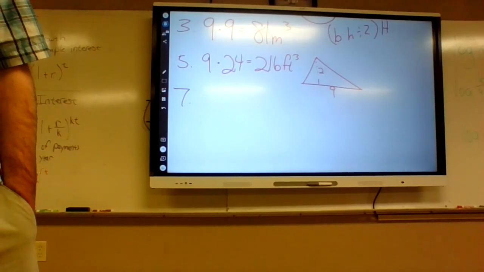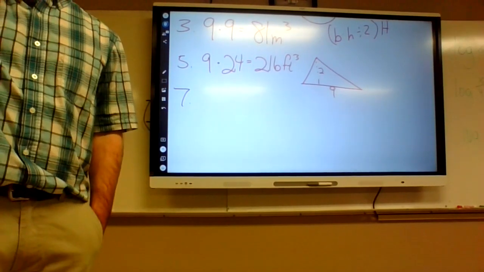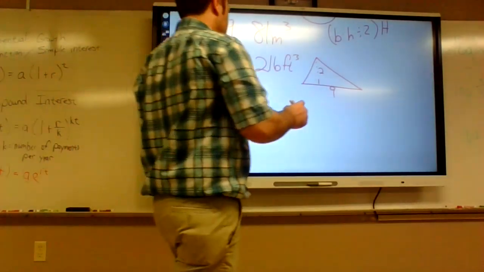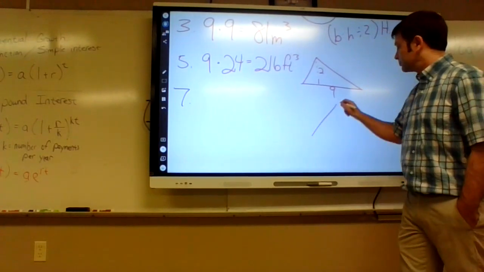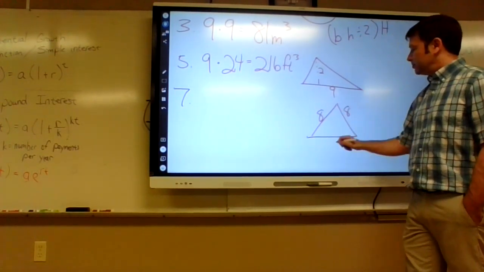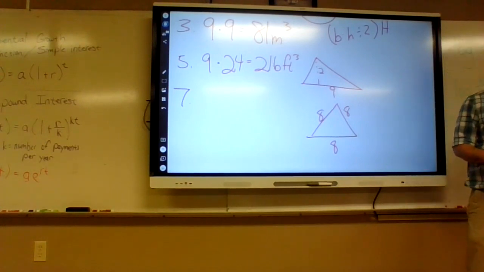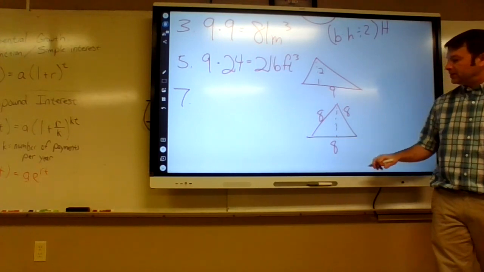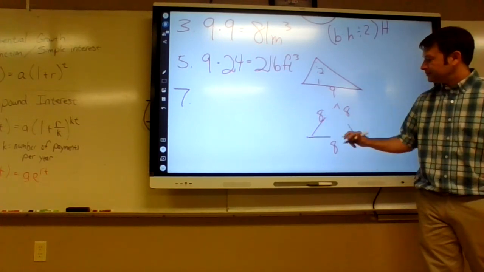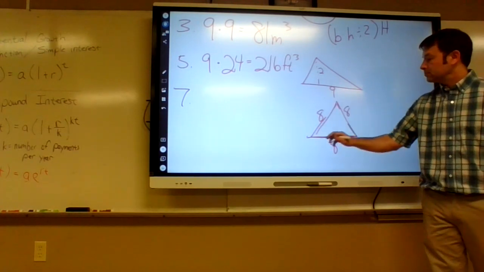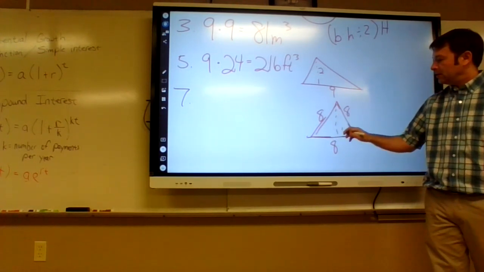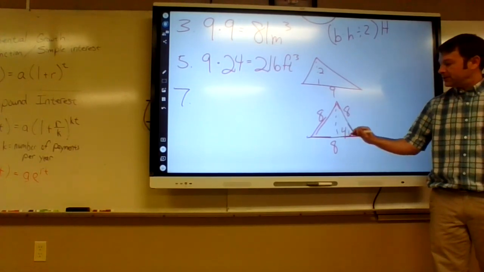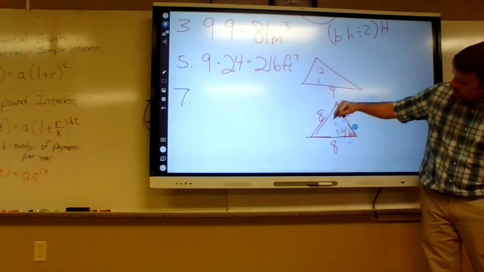Number 7. Okay, this 7 is probably the hardest one because it's another triangular prism. But what's weird about 7? It doesn't give you the height. It just gives you the 8s on the side. So how do I find the height? That's ugly. You can cut it down the middle, and then you get a 30-60-90. Right, so you use that trick we used at the beginning of class. It makes a 30-60-90, so this is 4, 4 square root of 3.